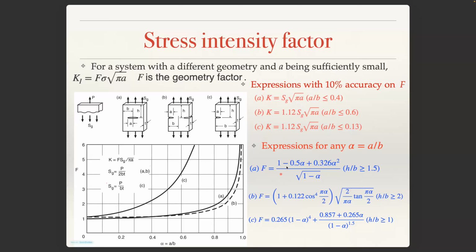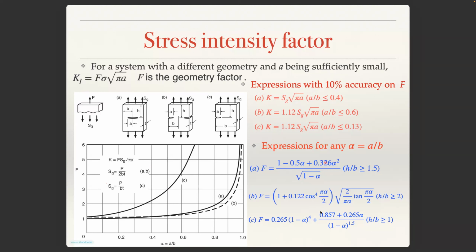What is this? F is equal to 1 minus 0.5 alpha, and so on. Alpha is the ratio of A by B in any geometry. This is the equation when H by B is greater than or equal to 1.5. What is this? This is the height and this is the width of the specimen. And for the other case, this should have been H by B less than or equal to 1, because the first is greater than or equal to 1.5, and this is less than or equal to 1. This is what you need to use.